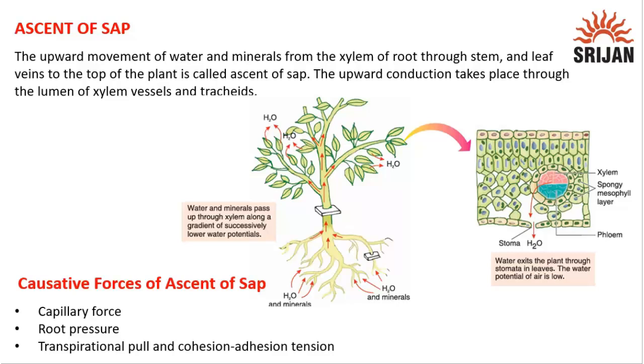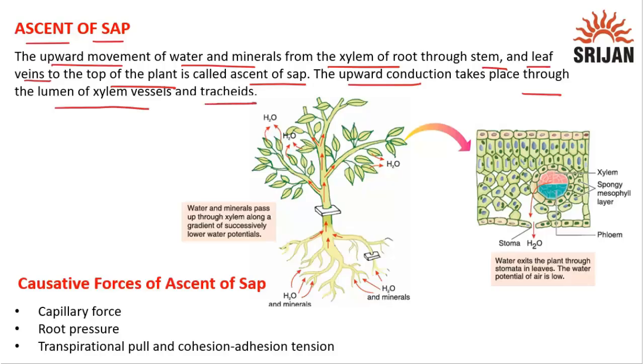In this video, we will learn about ascent of sap, the upward movement of water and minerals from the xylem of root through stem, leaf, veins to the top of the plant. That means from root through stem to leaves, the water and minerals are conducted through xylem. The upward conduction takes place through the lumen of xylem vessels and tracheids.